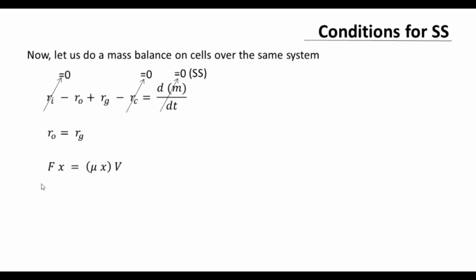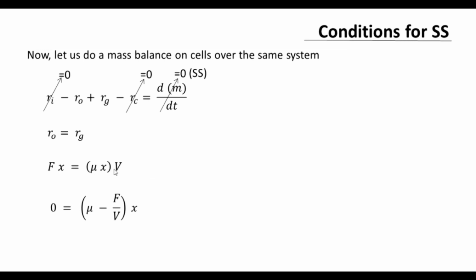What is rate of output? The volumetric flow rate times the cell concentration. You work this out in terms of units. You will find that this is indeed the mass rate of cells in the outlet stream, which equals the rate of generation, which is mu x into V. Mu x is the rate of generation of cells per unit volume on a volumetric basis. We need to multiply it by the volume to get it on a mass basis. So, Fx equals mu x times V.